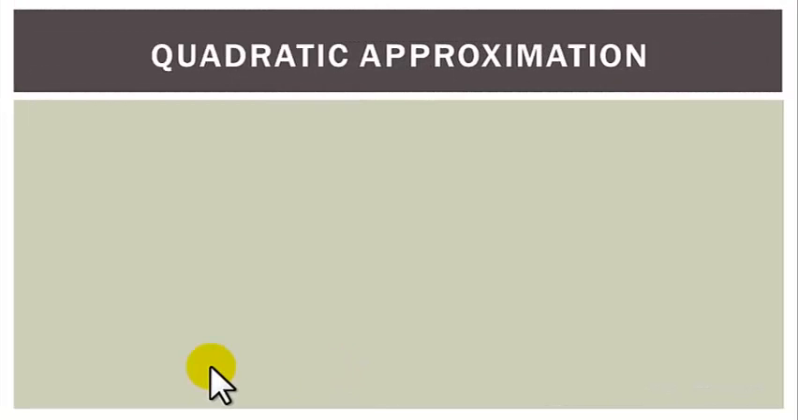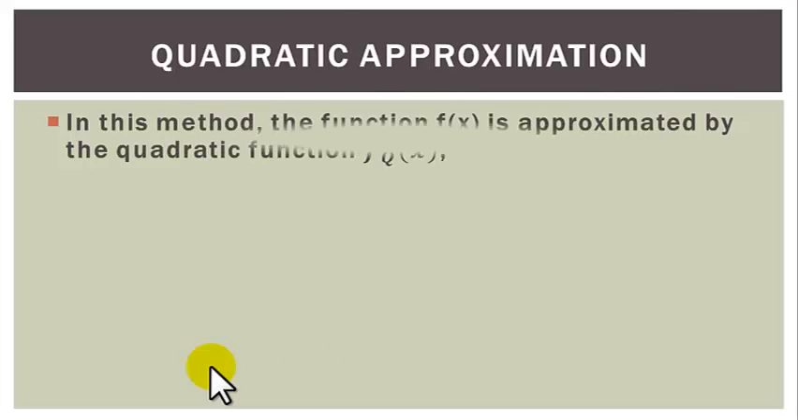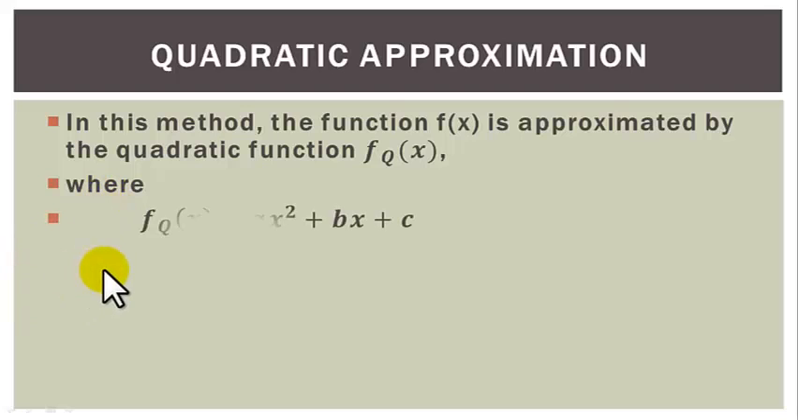Quadratic approximation. In this method, the function f of x is approximated by the quadratic function fq of x, where fq of x is this quadratic function ax squared plus bx plus c. a, b, and c are the parameters to be determined.